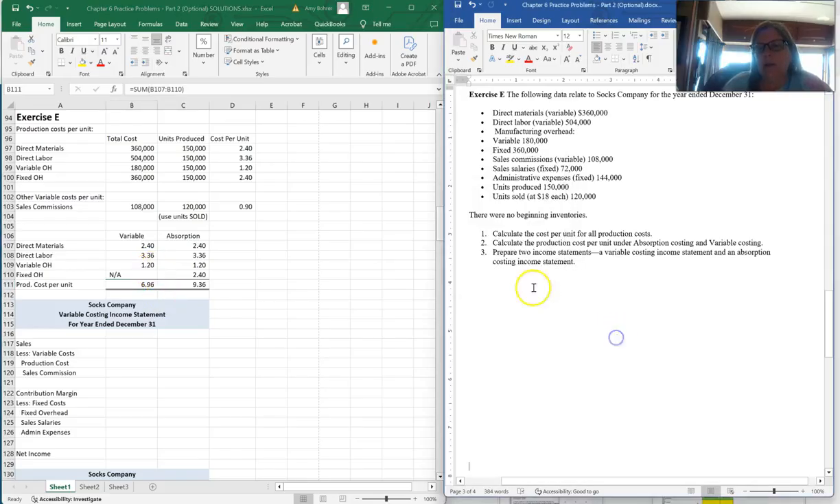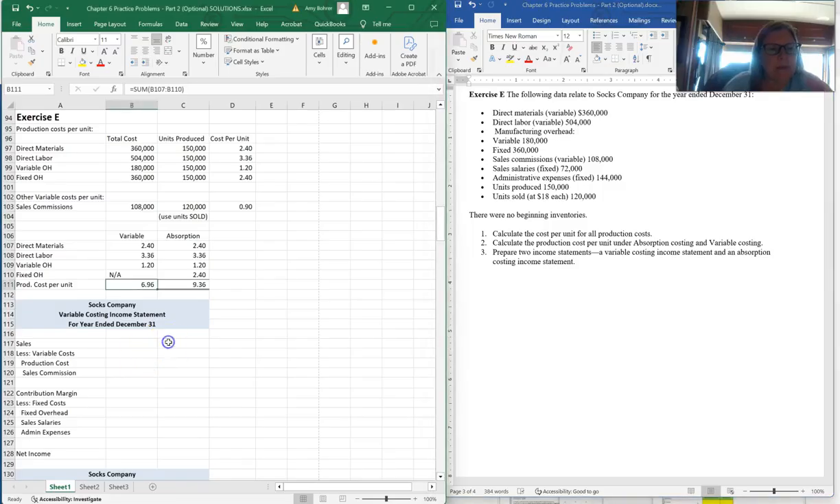Okay, and now it tells us to create an absorption costing and variable costing income statement. So sales, it told us that we sold 120,000 units at $18 a piece. So 120,000 times $18 each is going to give us sales of 2,160.